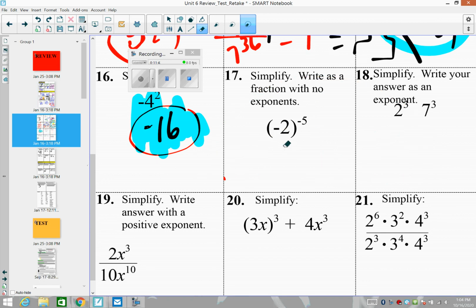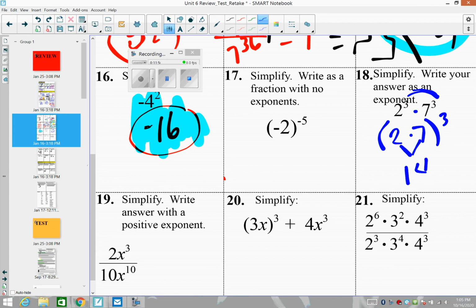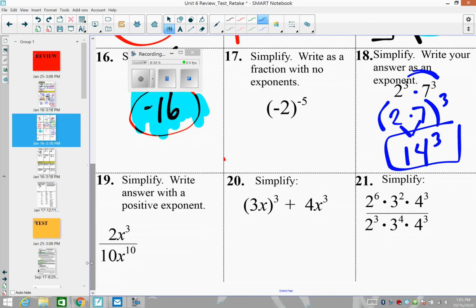Simplify, write your answer as an exponent. Looks like I lost my multiplication here. But this is the idea that this is the same exponent, so we can group the bases, which really then becomes 14 to the third power, kind of working opposite, kind of undoing the properties that we've been working through. So just be aware of that. See how we're just undoing those properties, pulling that exponent out. Since the exponent is the same, we can undo the base.